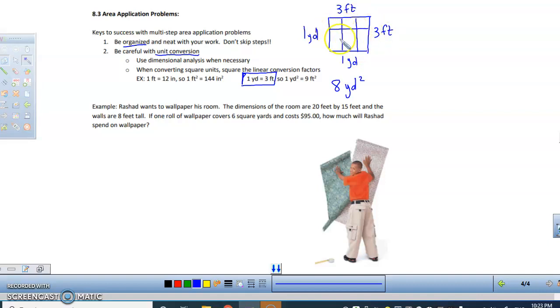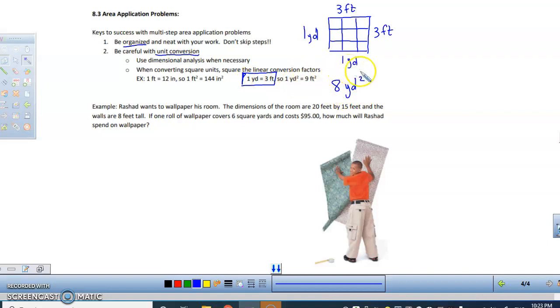And then I split that into pieces. So each of these is a square foot. So in a square yard, you actually have 9 square feet. So you just have to be careful with that. 1 square yard is 9 square feet.